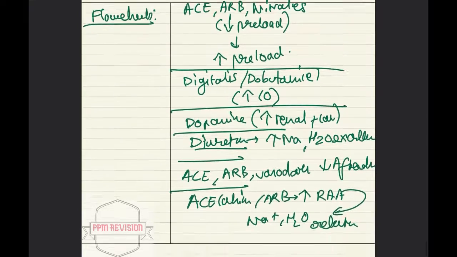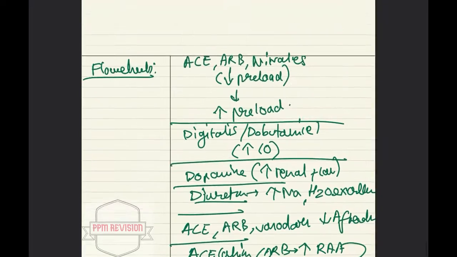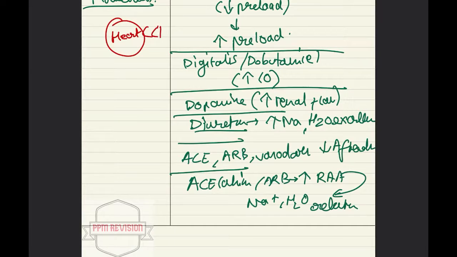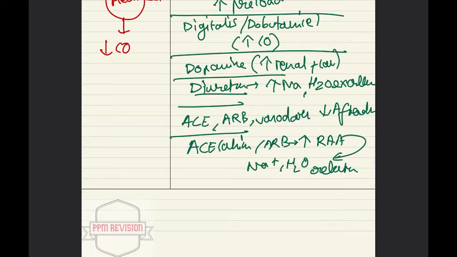So to just make it simple, I'll draw a heart here. So imagine this is the heart. Then you're suffering from CCF, congestive cardiac failure. So there's decrease in cardiac output, and there's a reduced renal blood flow, and there is sodium and water retention, and finally there is edema. This is how it takes place.